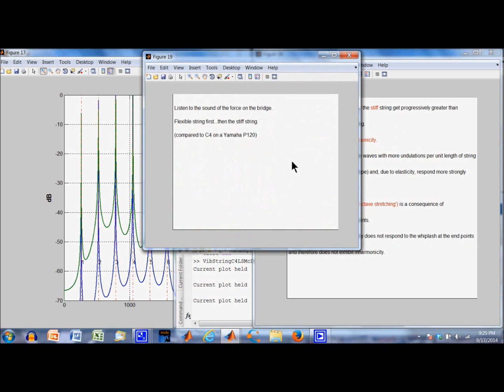Okay, we can listen to those collected values. I collected the waves, and I can send them through the MATLAB sound feature, and we'll see how they sound. That's the flexible string. That's the stiff string. And then here is the C4 on a Yamaha P120.